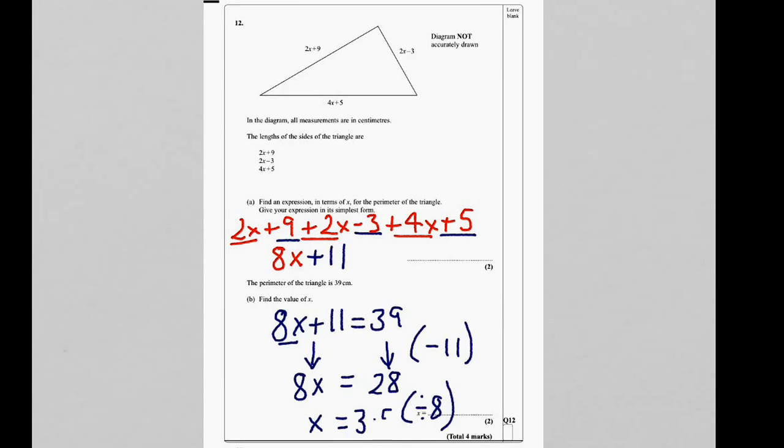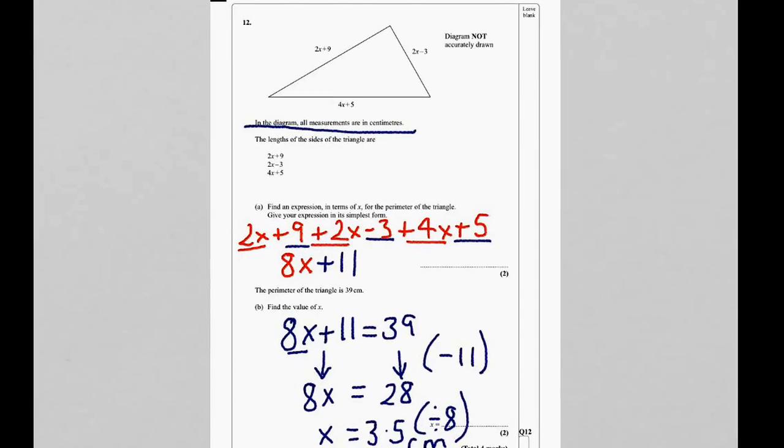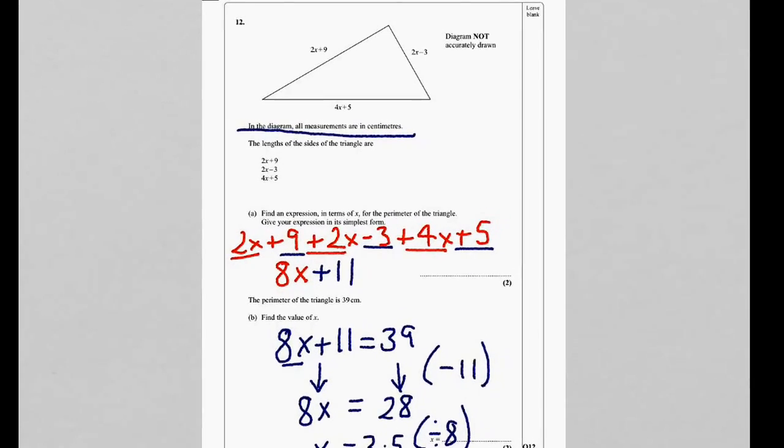3.5. And I'm just going to remember that it said at the start that it was about centimetres, so I'm going to put 3.5 centimetres just to make sure I get all of those marks.